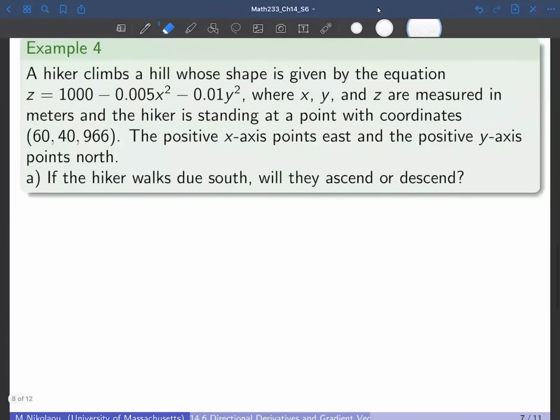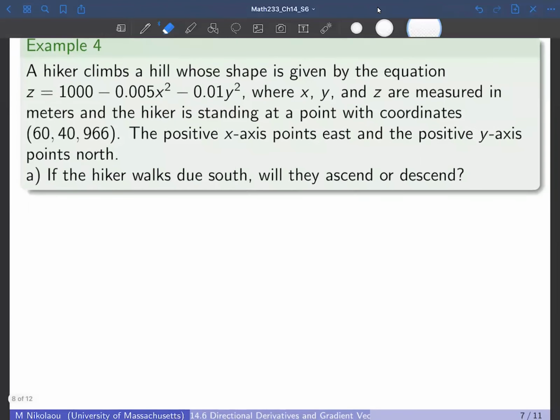Let us see another application of the gradient vector and the directional derivative. We are told that a hiker climbs a hill whose shape is given by the equation z equals 1000 minus 0.005 x squared minus 0.01 y squared, where x, y, and z are measured in meters, and the hiker is standing at a point with coordinates 60, 40, and 966.